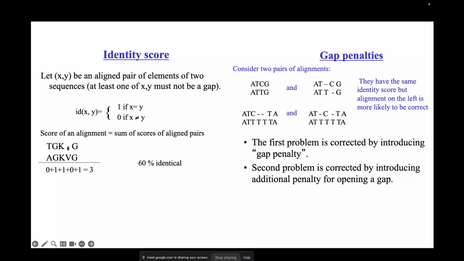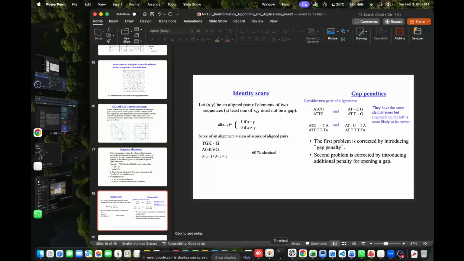So the score of an alignment would be the sum of scores of the identical pairs. If you just do an alignment like this, the first one does not match, the second one matches, the third one matches, the fourth does not match, and the fifth one matches again. So we have three elements matching out of five, which is 60% identical.